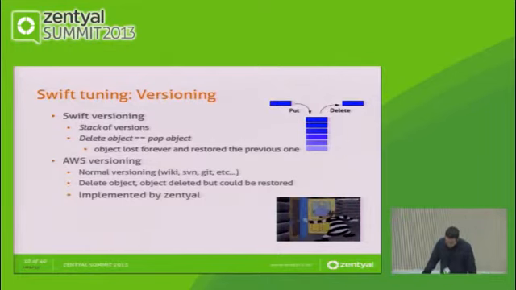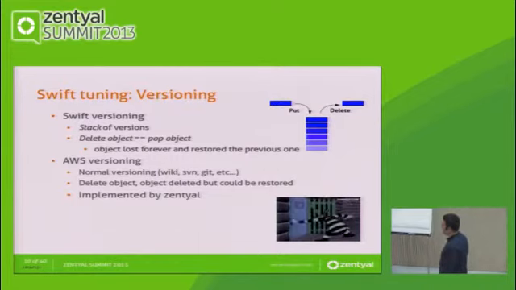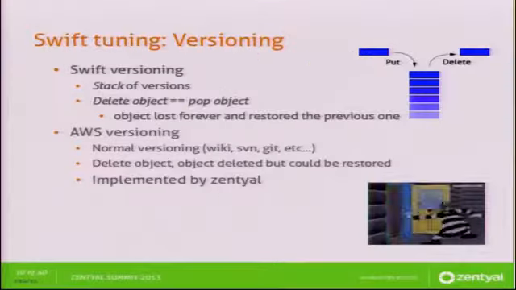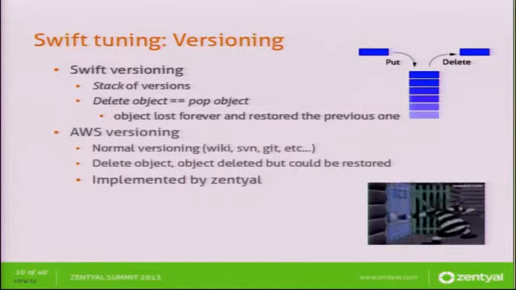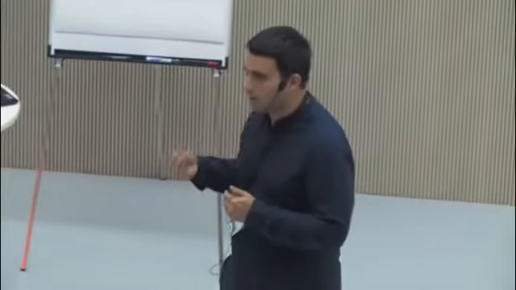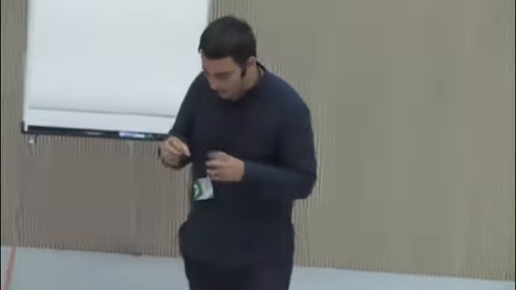So we have to implement the versioning that we have in Amazon Web Services. Amazon Web Services versioning is based on normal versioning, as you can see in Wikipedia or in another source control management tool like Git or Subversion. We can delete an object, but then it can be restored at any point in time. It's called something very cool that Carlos said, point-in-time restore. So you can have a history of the file modifications, and you can restore it at any point in time. And this was implemented by Zentyal, well, by Jesus.